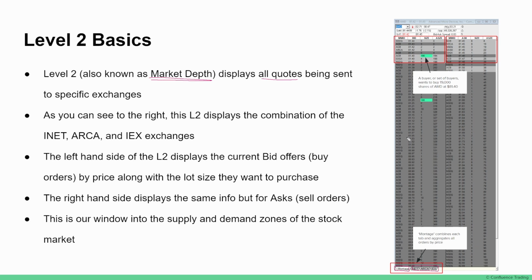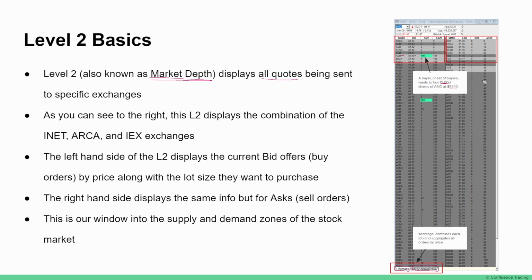And this combines all of these tabs into a single tab so that you can see all of the orders in one spot. So on the left-hand side of this level 2, you have all of the buy orders that are currently out in the market. So at $81.40 here, this market maker ID has an order out for 190 lots. That is 19,000 individual shares that somebody wants to purchase, again, on AMD at $81.40. So that's how you would interpret this left-hand side.